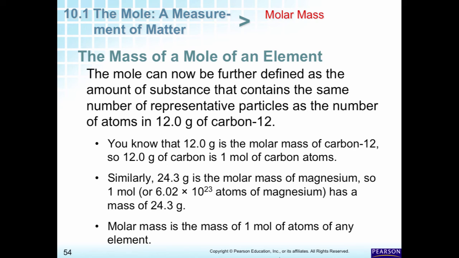So 24.3 grams is the molar mass of magnesium. I mean, it's kind of a logical thing. If we look at the atomic mass in the periodic table, let's make it simple: the molar mass is the mass of 1 mole of those elements, and we change the atomic mass from AMUs to grams to represent a mole.